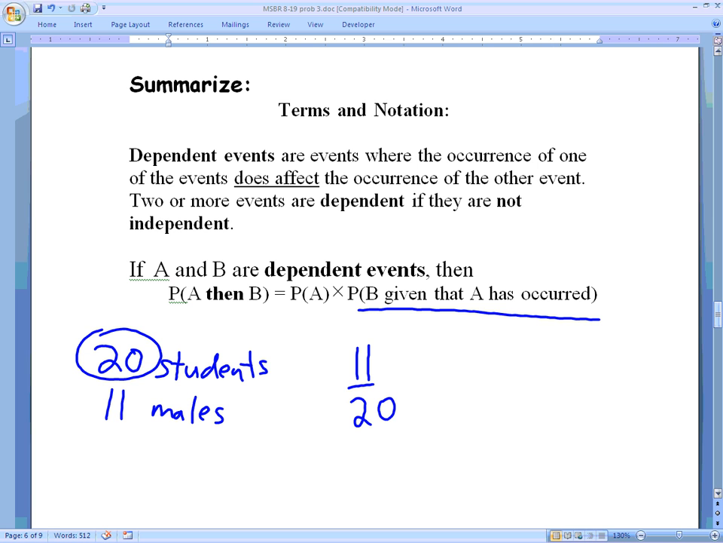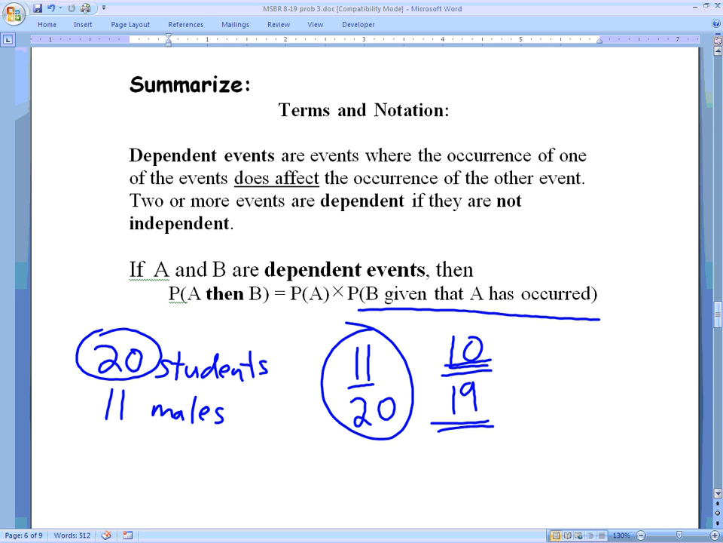However, now let's say Captain B gets to pick. What's his probability of picking a male student? And again, if it was totally random, he would put his total on the bottom. But remember, somebody's already been picked. The first team already picked a male. And so now there's only 19 students left. And since the first one got a male, 11 out of 20, what's the probability now that the second one will also be a male? Well, there's only 10 males left. Why 10? Because the first one already picked a male. So there is 1 less student, and there is 1 less male. That would be the idea.